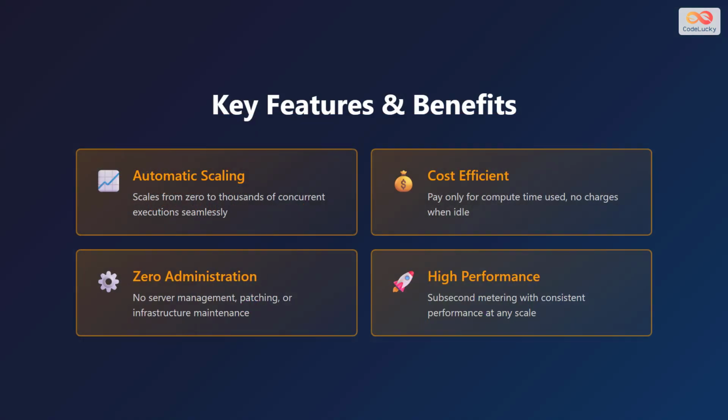Lambda offers several compelling features and benefits. Automatic scaling means Lambda scales from 0 to thousands of concurrent executions seamlessly without configuration. Cost efficiency ensures you pay only for compute time used with no charges when your code isn't running. Zero administration eliminates server management, patching, and infrastructure maintenance entirely. High performance is guaranteed with sub-second metering and consistent performance at any scale.